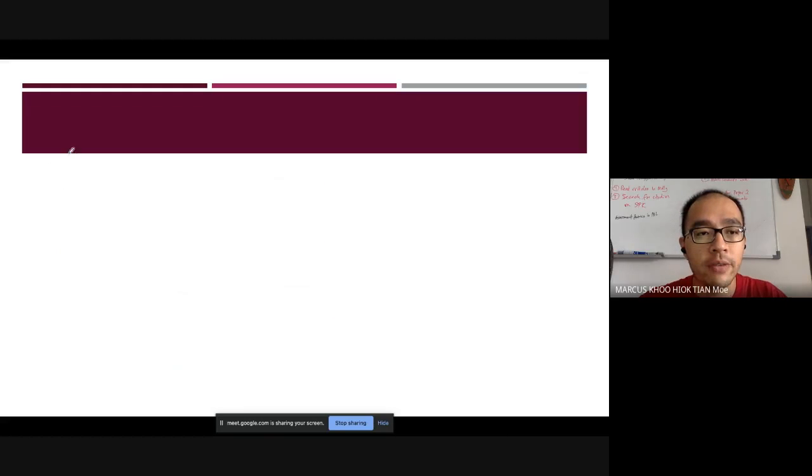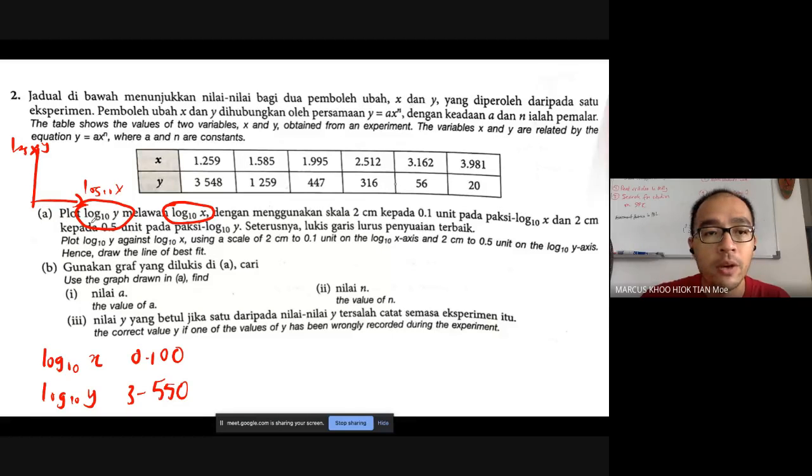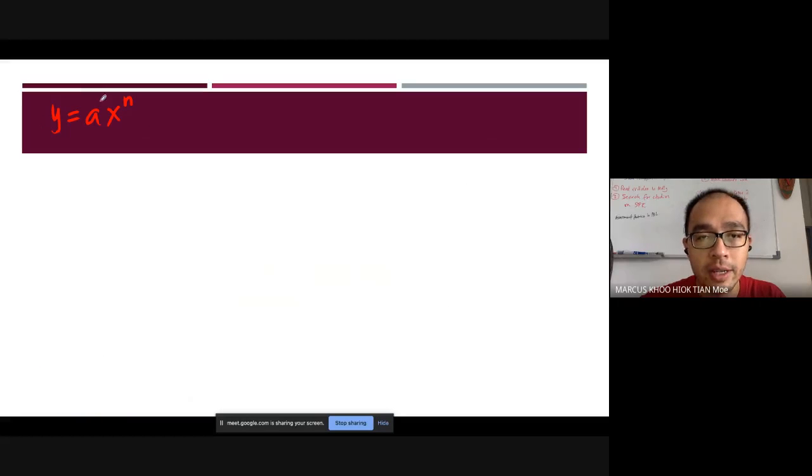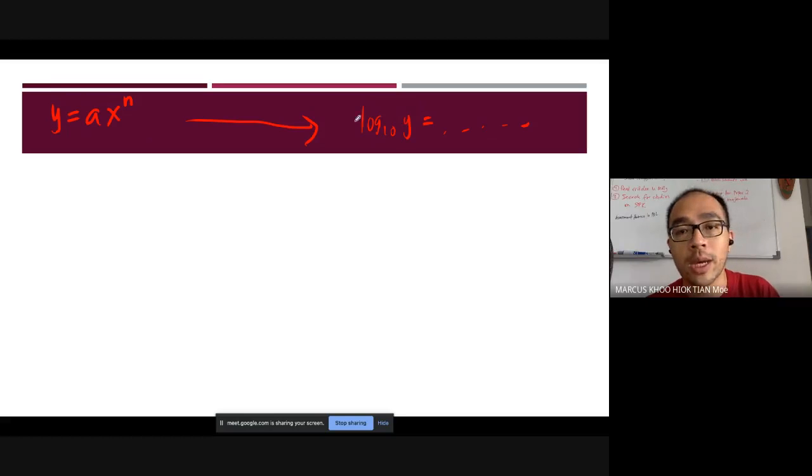So first of all, you're given our equation is Y equals AX to the power of N. But your graph is log 10y against log 10x, which means that you have to convert this so that the last is log 10y equals to yada. We must follow the graph. This is the non-linear equation. We must change it to become the linear equation. Mengikut graph kita lah. Because our graph is log 10y pada paksi y, so we have to change this y to become log 10y.